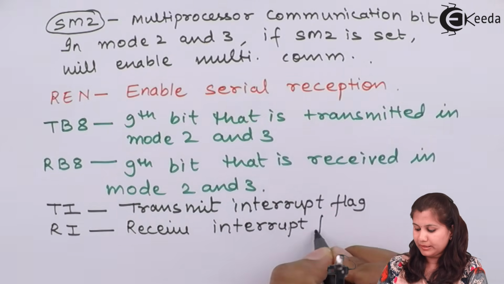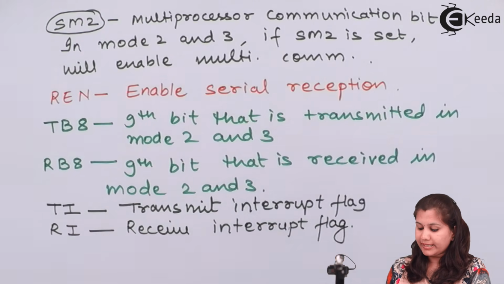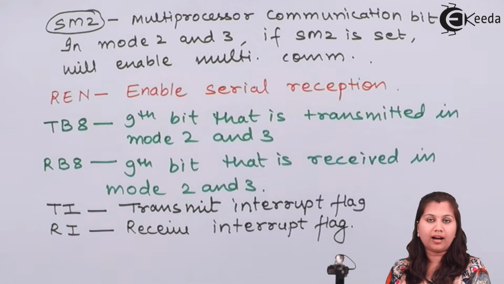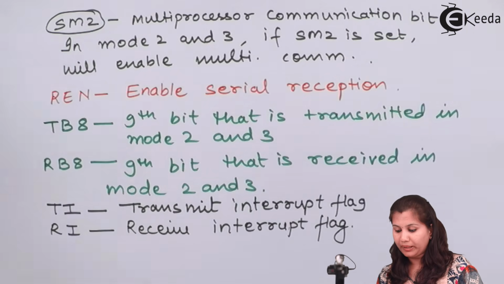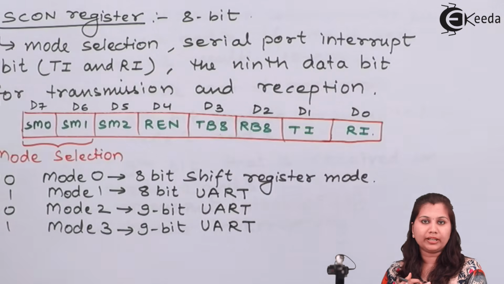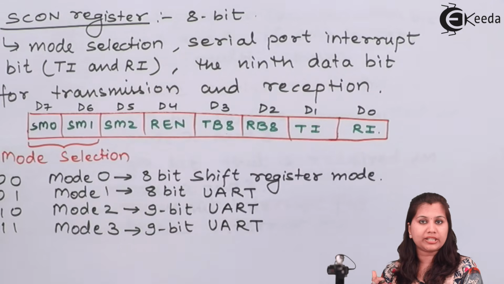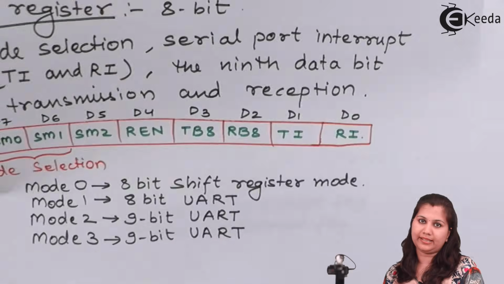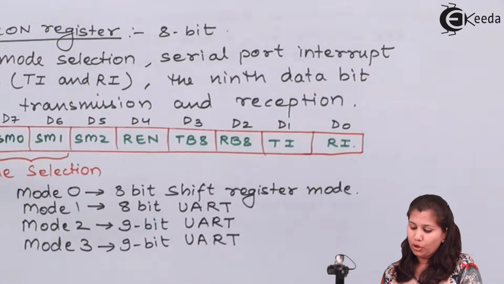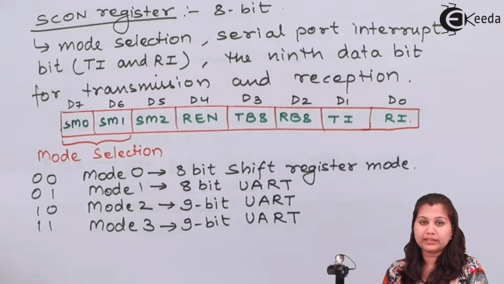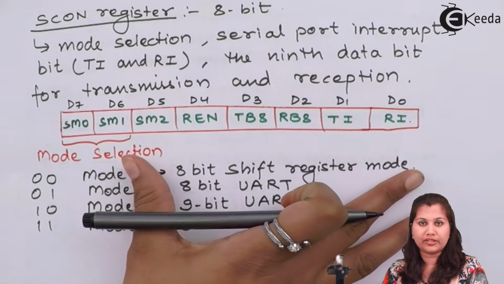These flags can be set and reset. Setting of these flags is done by the hardware, and resetting, meaning clearing of these flags, is done by the software. So when these bits are 0, the interrupt flags are reset. And if we want to set these flags, then hardware means are used. So this is the description of all the 8 bits of this SCON register.